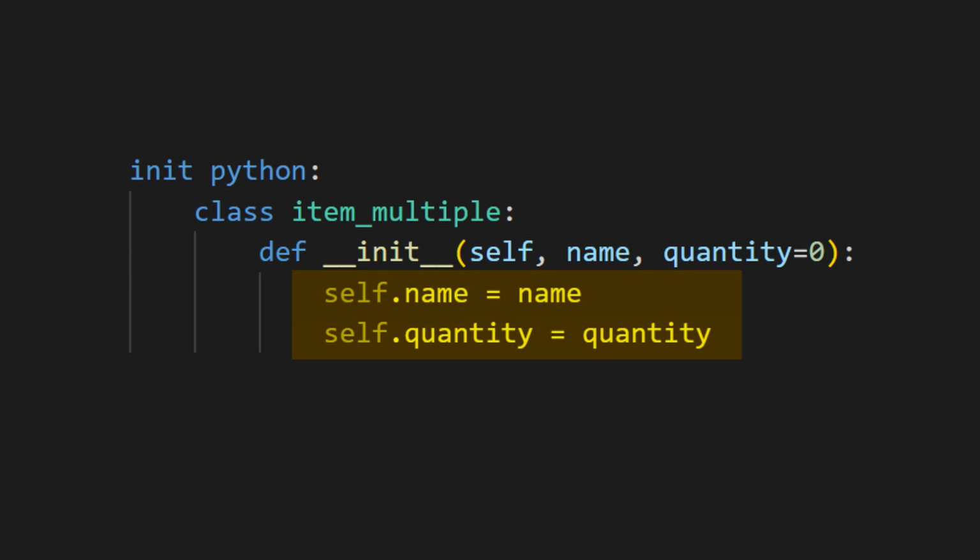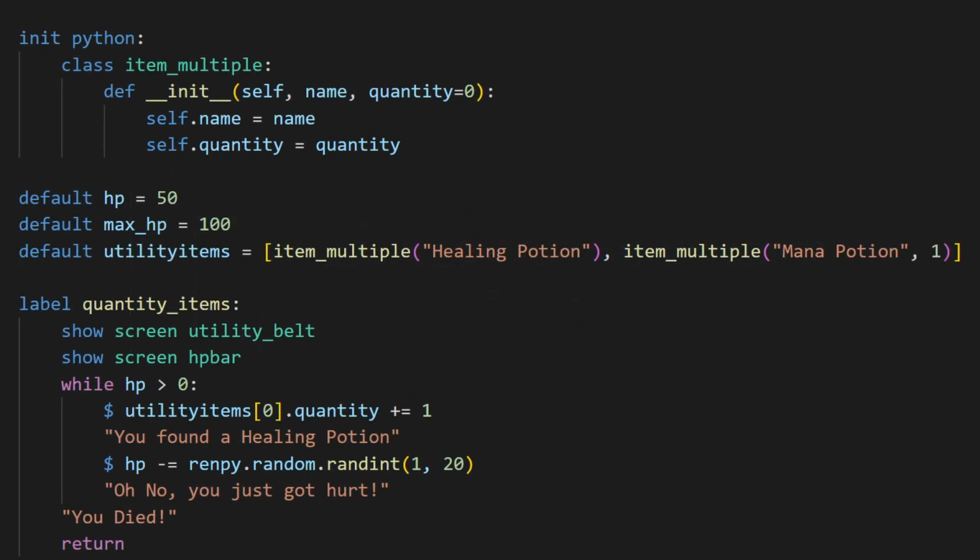the name and quantity. By default, we'll set the quantity to 0. For now, we'll only worry about two types of items, a healing potion and a mana potion, but only one of these will be usable for now, the healing potion. The healing potion by default will start with a quantity of 0, but for the mana potion, you can override the default quantity by setting it to 1 here.